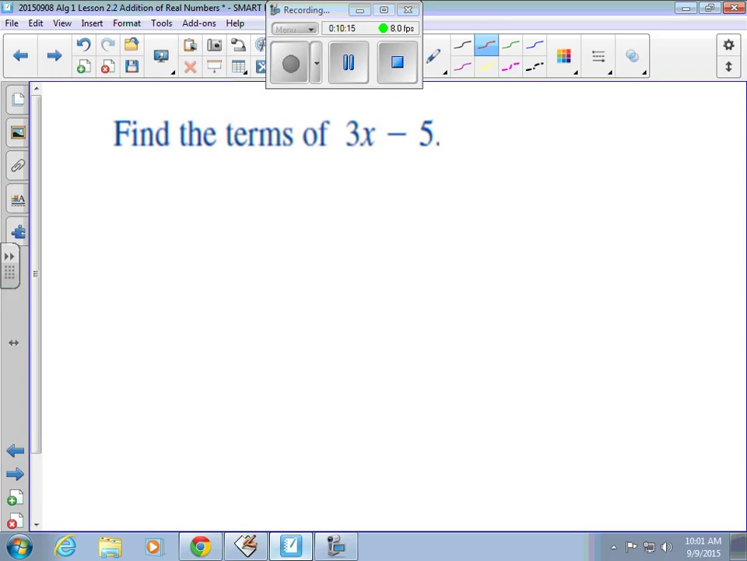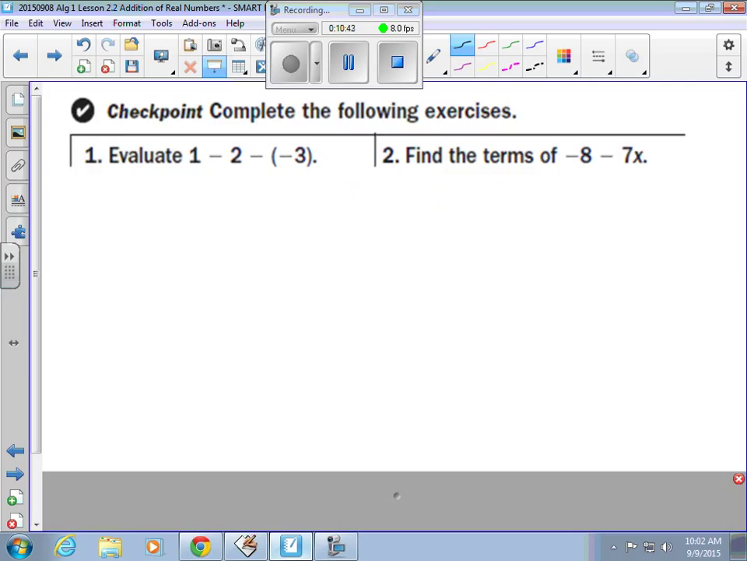Okay, we have 3x minus 5. If you rewrote it using the subtraction rule, you would say 3x plus a negative 5. That's not necessary, really, because you can see that this is one term, 3x. This is the other term, negative 5. However, if you did write it using the subtraction rule, you can see 3x and you can see negative 5. So those are the two terms. 3 and x are not separate terms because they are not separated by addition or subtraction.